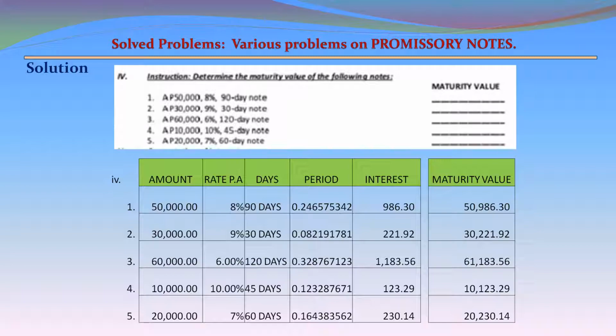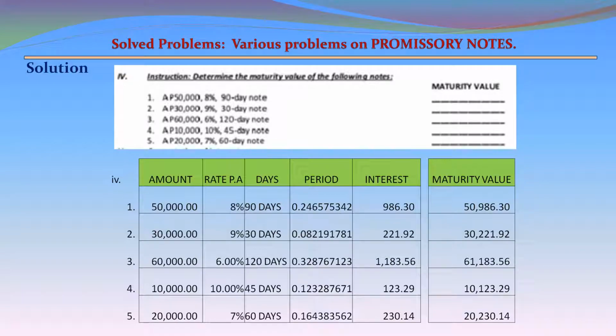3. P60,000, rate 6% and the days is 120 days, period is 0.33 in years, interest comes to 1,183.56 and the maturity value comes to 61,183.56 including the principal amount of 60,000. 4. P10,000, rate 10%, 45 days, period is 0.123 in years, interest comes to 123.29 and maturity value comes to 10,123.29 including the principal amount of 10,000.